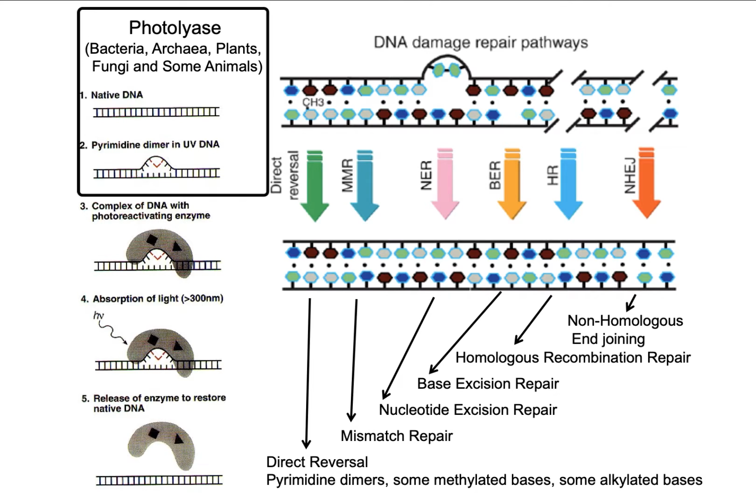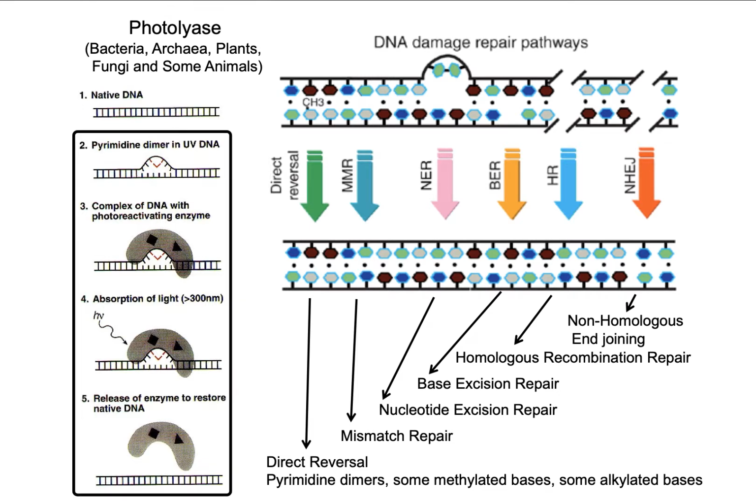And then there are photolyases in bacteria, plants, archaea, fungi, and some animals where there's direct reversal of pyrimidine dimers, so you don't need the nucleotide excision repair system, but they can rely on a different system, which incidentally is stimulated by light, so it's most active when it's very sunny out.